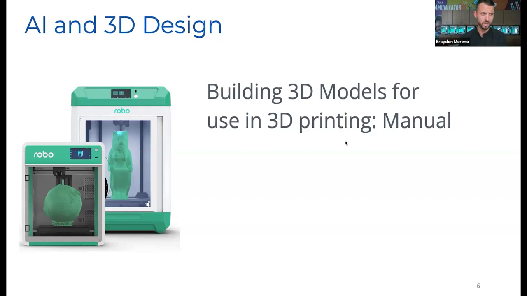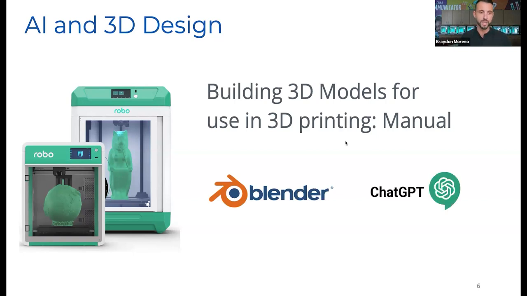So for this specific manual way to get 3D models using AI, we're going to use Blender, like I had mentioned. If you don't know Blender or haven't used it, you can download it, or once again, just follow along. And we're going to use ChatGPT. I'm sure everyone here knows about ChatGPT by now, and has probably used it on a multitude of occasions.